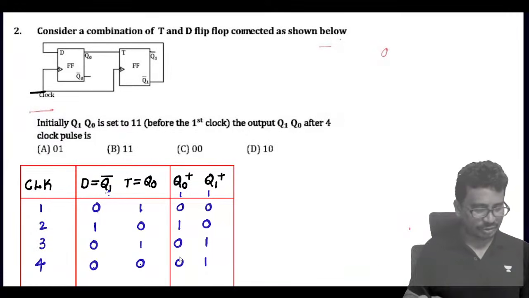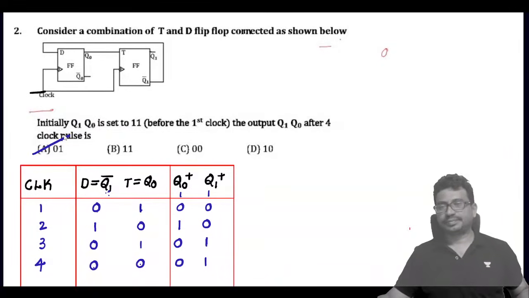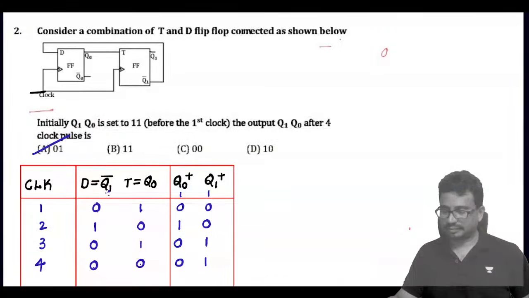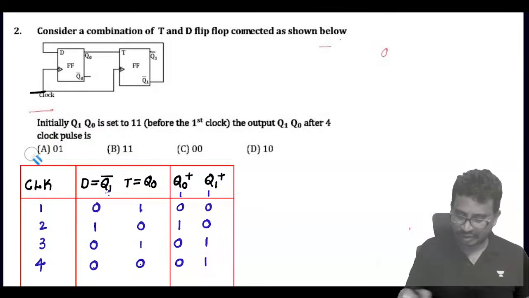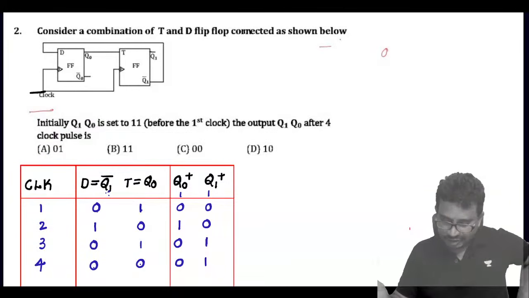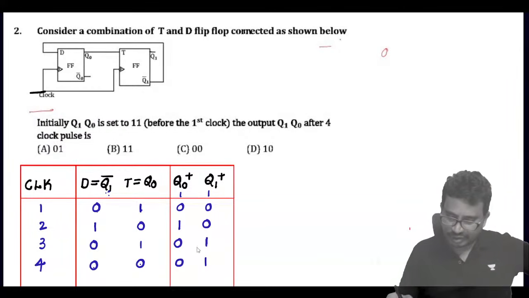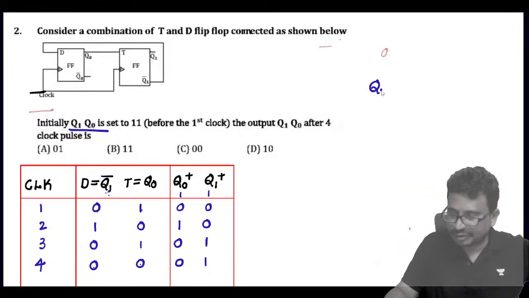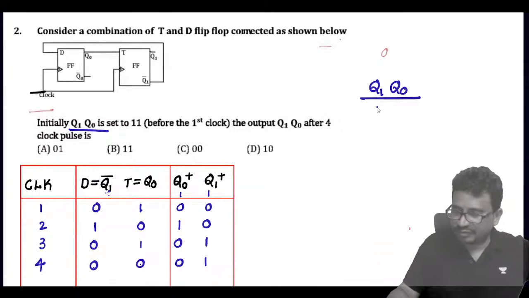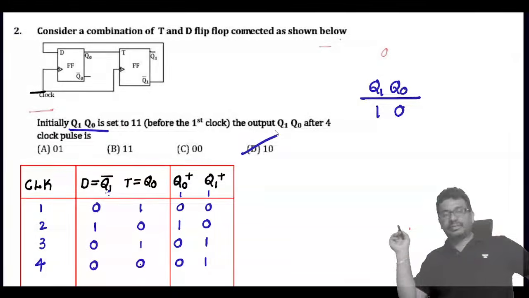Then what's the output? You see 0 1. You should be careful here, the order is important. Previously also we got the same thing, 0 1. Here they are asking the order as Q1 Q0, so this order we need to give. Q1 value is 1 and this is 0. This is the option.